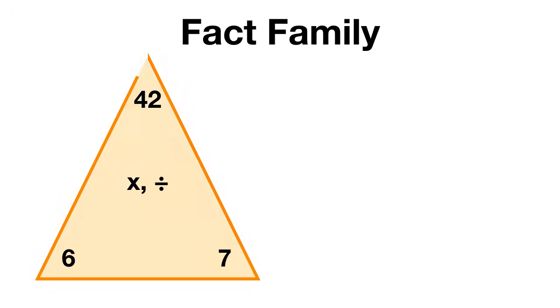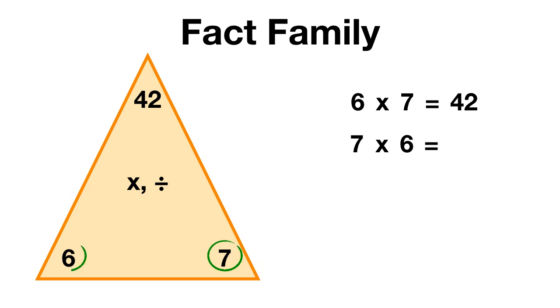Now let's practice with fact families together. Let's look at the fact family that has 6, 7, and 42. Well, this means that 6 times 7 equals what? Well, we've used the 6 in our equation, and we've used the 7. So they're related to the 42. The missing piece is 42. What does 7 times 6 equal? Well, we've used the 7, we've used the 6, so it must be 42 as well. 7 times 6 equals 42.